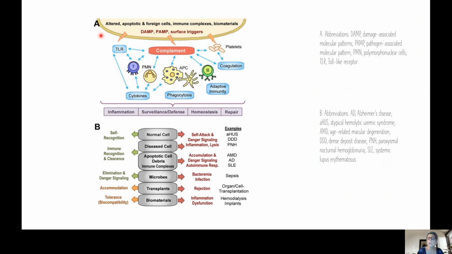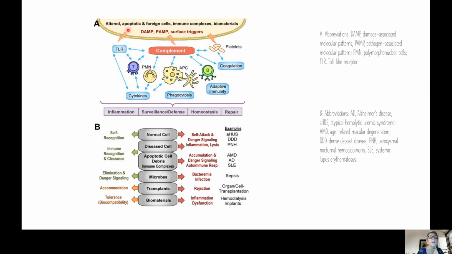So in this first section, the body is triggered directly by foreign and altered substances, and the complement network resides upstream of most defensive and homeostatic systems, therefore acting as an important mediator of the physiologic and pathophysiological processes. So what does this all mean?